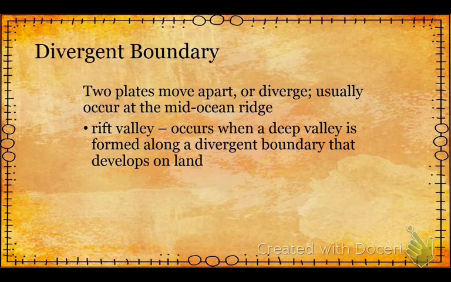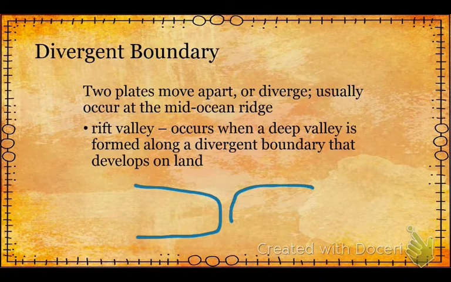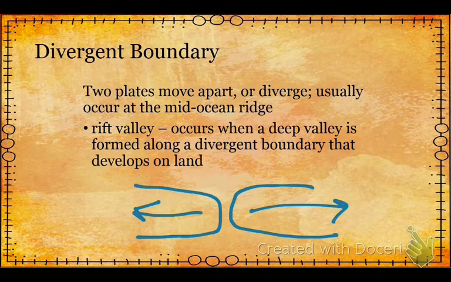A divergent boundary is where two plates move apart or diverge, usually occurring at a mid-ocean ridge. Okay, so we can see that if they're moving in opposite directions, we have this, and this one's moving away, and this one's moving away from that area. Okay? So a rift valley occurs when a deep valley is formed along a divergent boundary that develops on land. So in this picture, we can see that this would essentially be the rift valley.